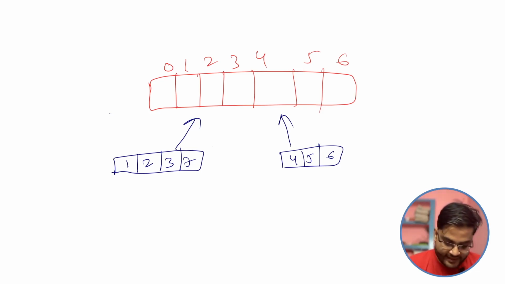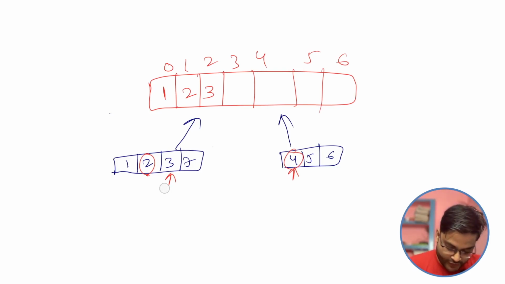So what I will do, I will compare this element and this element, which is smaller, 1. So put 1 here. Now I will compare 2 and 4, which is smaller, 2. So I will put 2 here. Right. Now I will move this. I will compare 3 and 4, which is smaller, 3. So I will put 3 here.